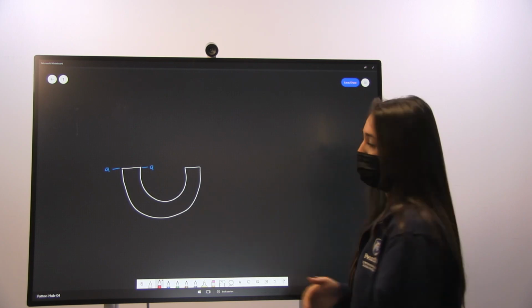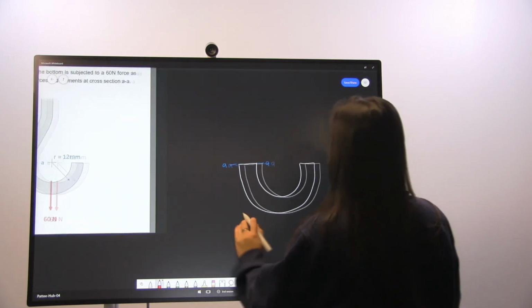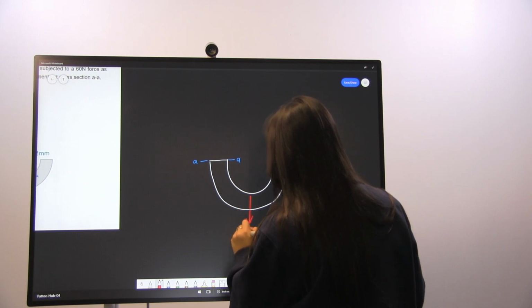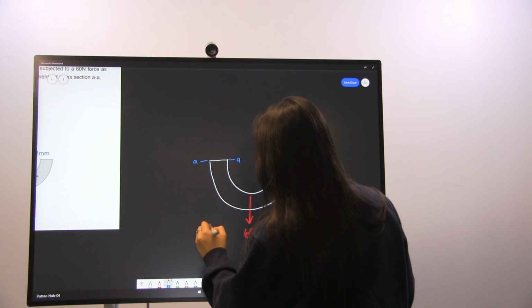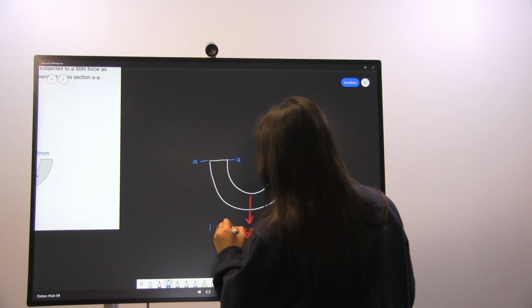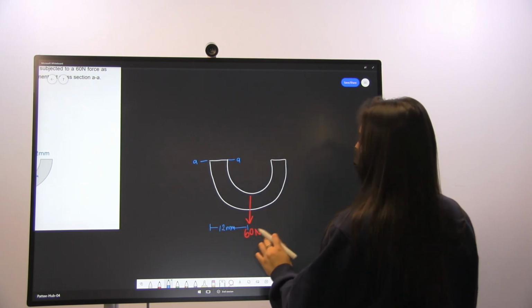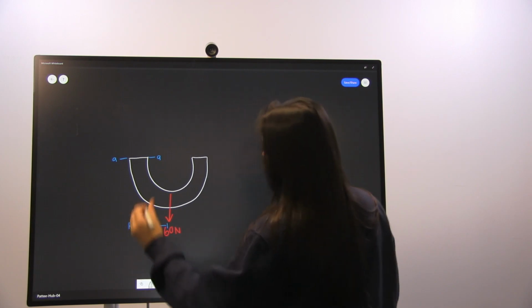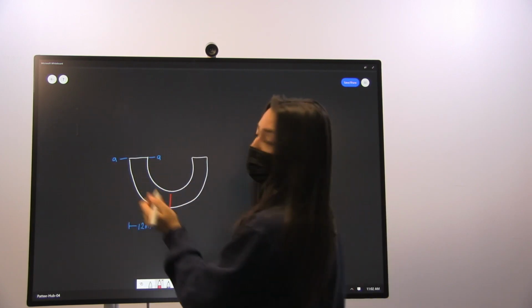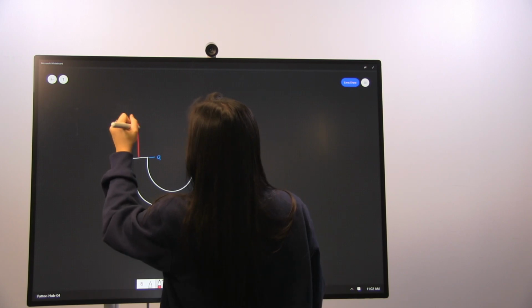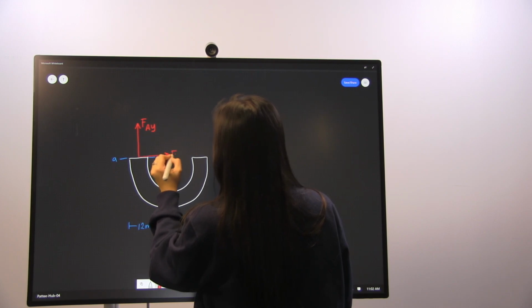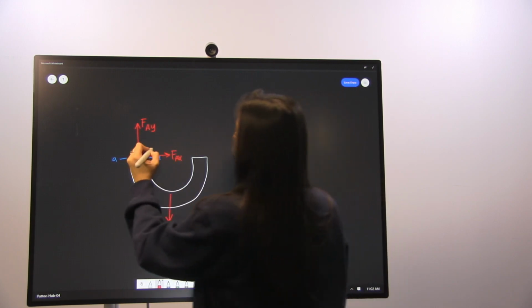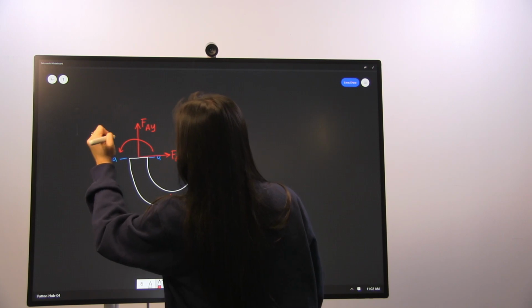In this free body diagram of the bottom of our hook, we have our givens, so our 60 Newton force acting downwards, and this of course is 12 millimeters away from the center, which is the radius of our hook. And then at our AA plane, we'll call it point A, we'll have a force at A in the Y direction, a force at A in the X direction, and of course a moment about point A.